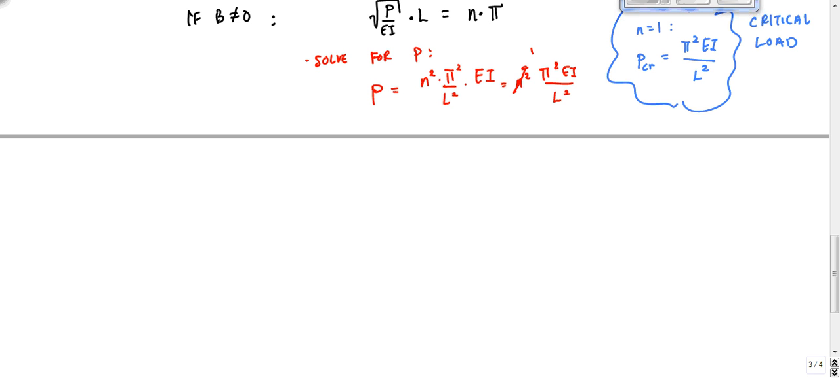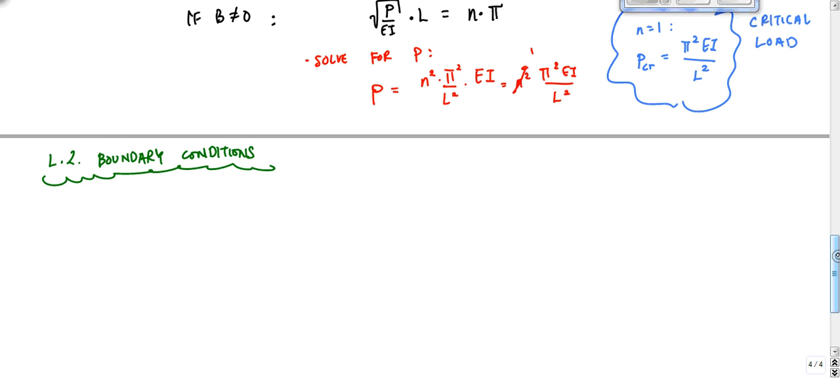So now we want to talk about L2. This is the influence of boundary conditions in the column. Okay, boundary conditions. And what happens is this.